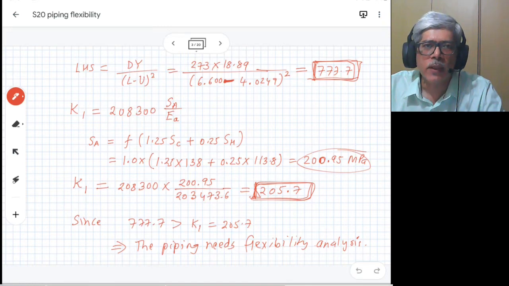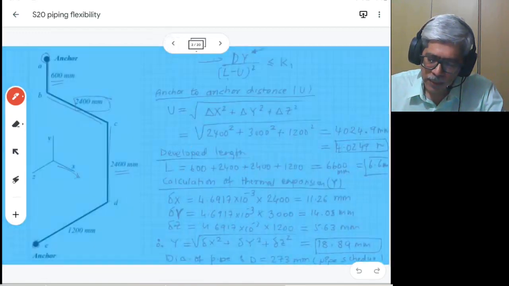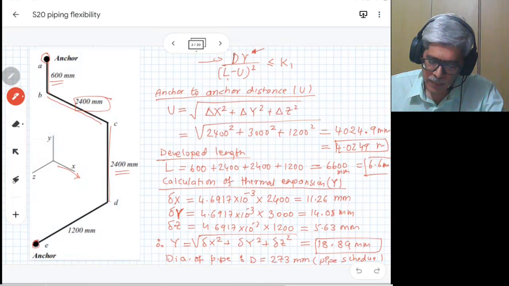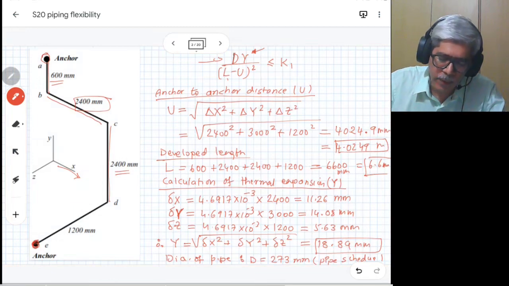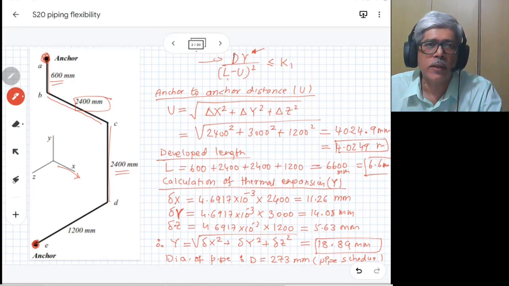Before we proceed further, let's consider one variation of this particular problem. In this problem, we have considered that both the start point and end point of the pipeline are fixed. That is, there is zero displacement there. In case they are attached to some equipment having thermal movement, how do we do this calculation? We'll have a quick relook at this problem.